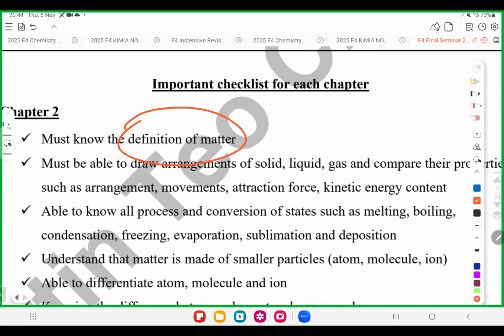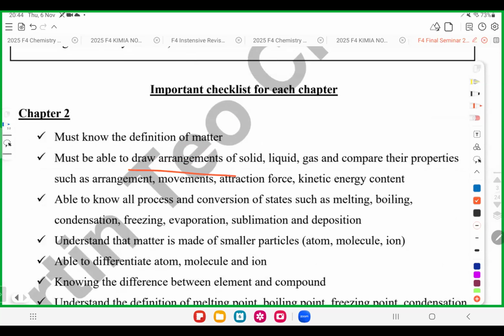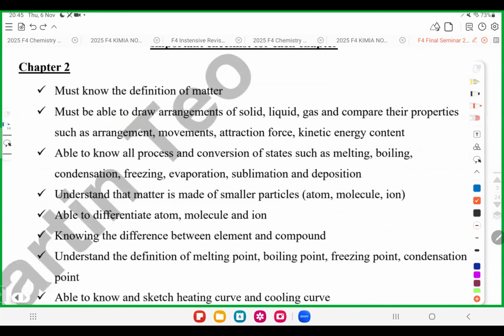Do you know that? If you don't know, then you read on this one. Do you know how to draw the arrangement for solid, liquid, and gas? Do you know how to compare their arrangement? Solid is closely packed and orderly. Liquid, less orderly, less closely packed. Gas, random arrangement. Do you know that? Do you know what movement they have? Solid vibrate. Liquid and gas move freely, something like that.